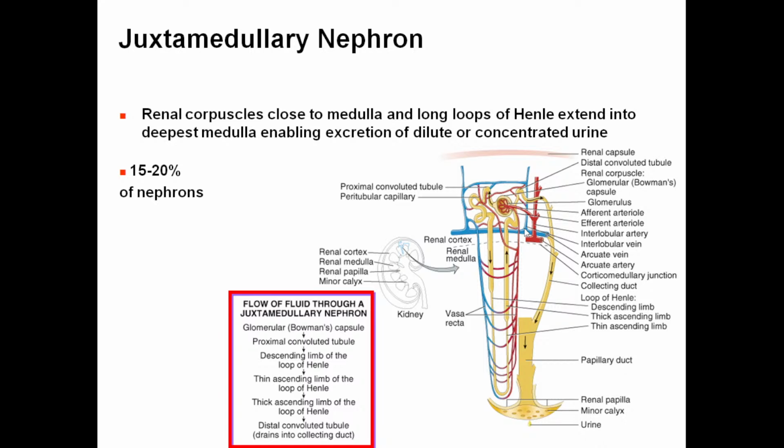Here you can see that we have the descending limb of the loop of Henle, the thin ascending limb, and the thick ascending limb. These specific features of the structure of the loop of Henle will provide a specific function of it.